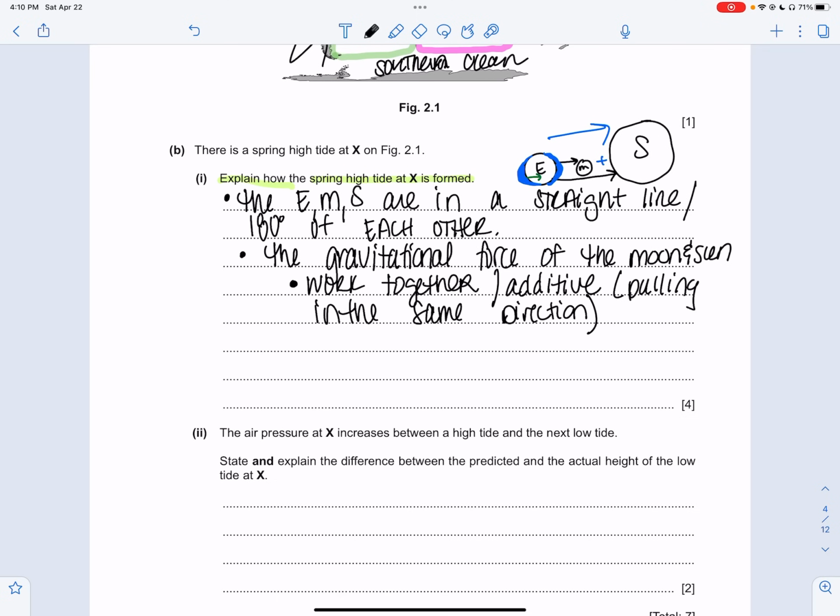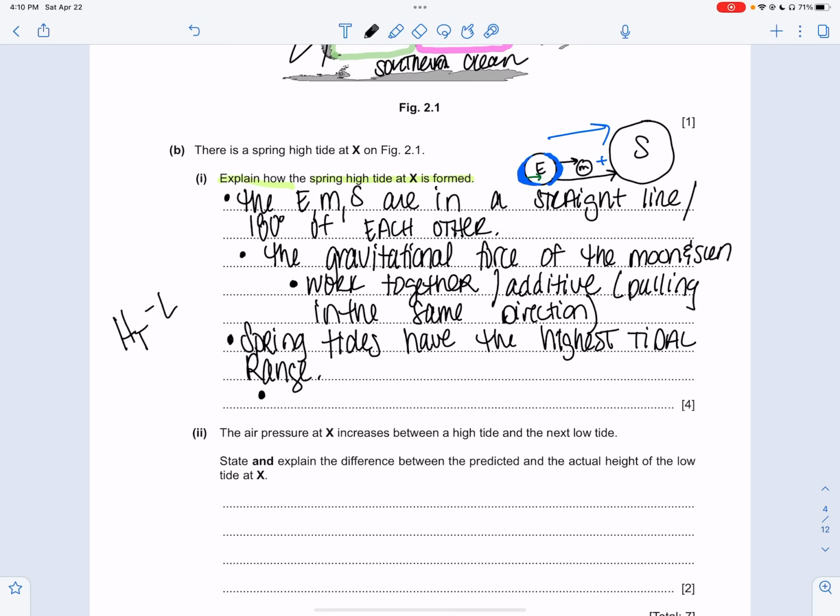They're pulling in the same direction. And like I said, if the sun was on the other side, you would still get a spring tide, but they're not going to be playing on the same tug of war team, if you will. And at any time you can mention this, spring tides have the highest tidal range. Tidal range is the difference between the high tide height and the low tide height.